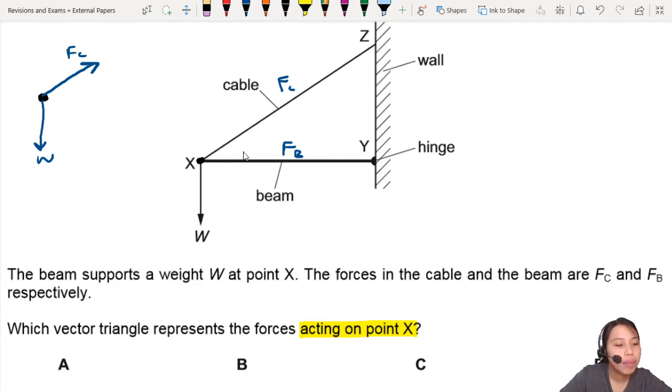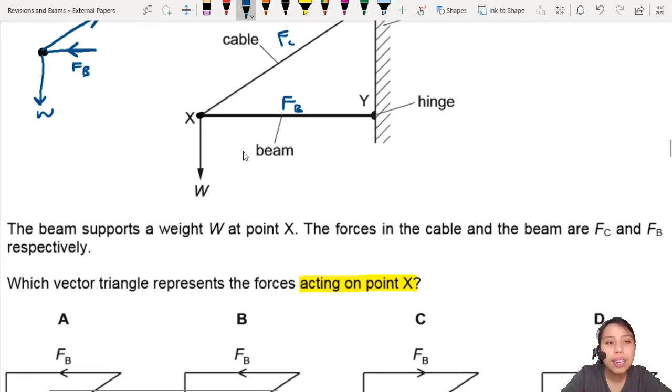In fact, FB will be pushing out something like this against the rod, so that now there is no net force. You've got up and down, you've got left and right. It's all cancelled out. We're good. So now you have to think of these things first.